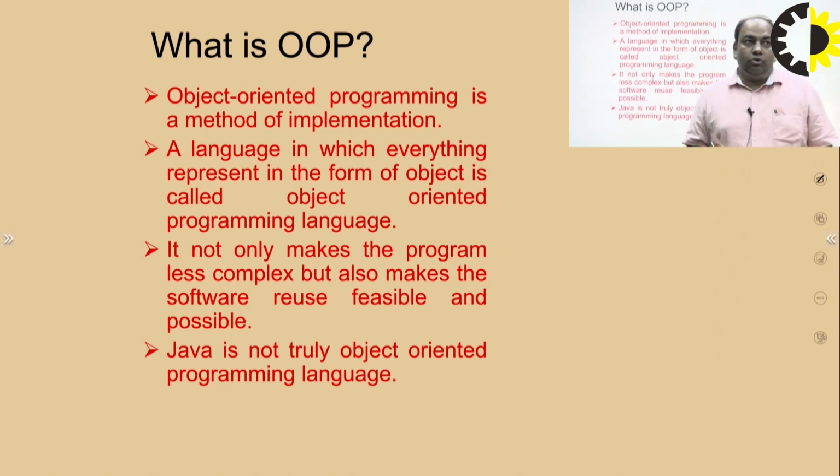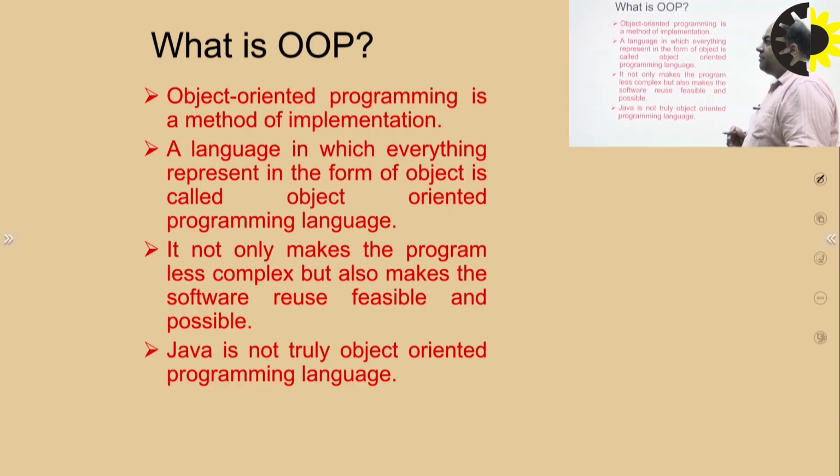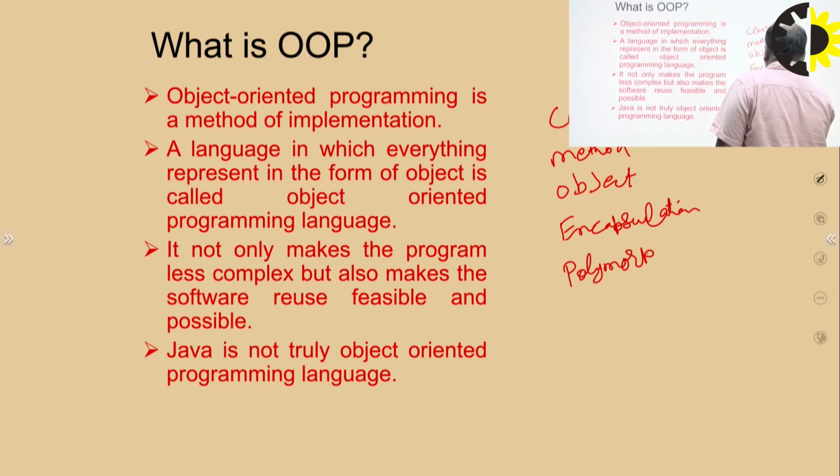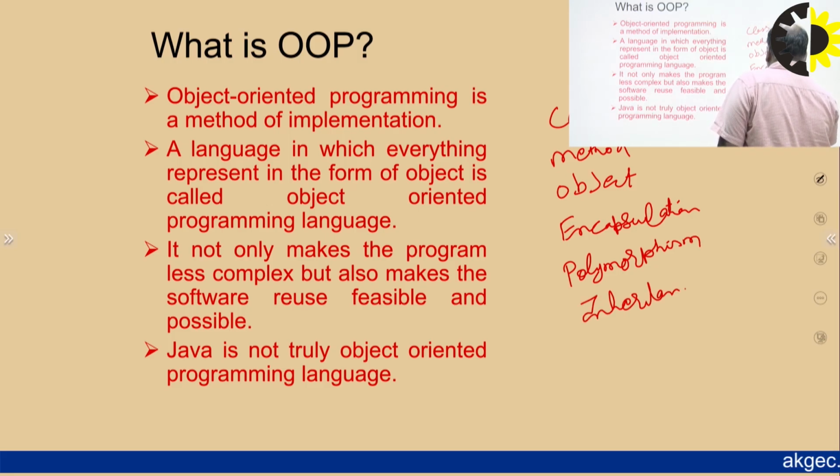Now what is OOPS? Basically, OOPS is the object-oriented programming method of implementation. It consists of 5-6 concepts, which are class, method, object, encapsulation, polymorphism, inheritance, and abstraction.